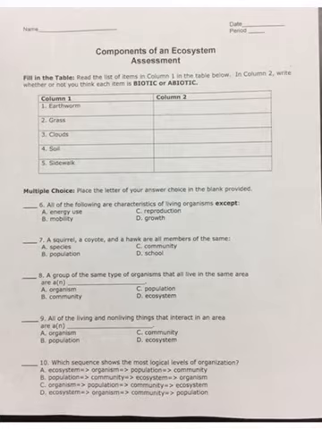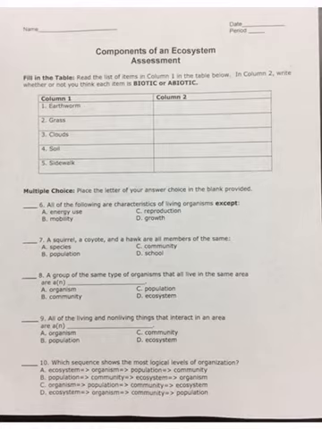C, community, D, school. Number 8, a group of the same type of organisms that all live in the same area are A, organism, B, community, C, population, D, ecosystem. Number 9, all of the living and non-living things that interact in an area are A, organism, B, population, C, community, D, ecosystem.